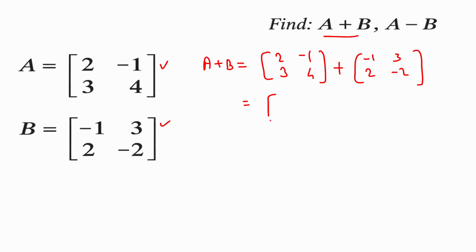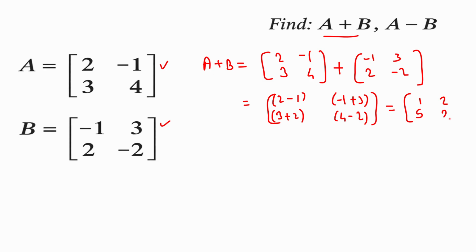Now what you have to do, as I said, equate the first element with the first element, that is 2 minus 1. Okay, then the second element with the second element, that is minus 1 plus 3. Then the third element with the third, that is 3 plus 2, and last 4 minus 2. Whatever sign they have, you have to put that sign. Okay, and finally just simplify this. So 2 minus 1 will be 1, minus 1 plus 3 will be 2, 3 plus 2 will be 5, and 4 minus 2 will be 2. So this will be your A plus B matrix.